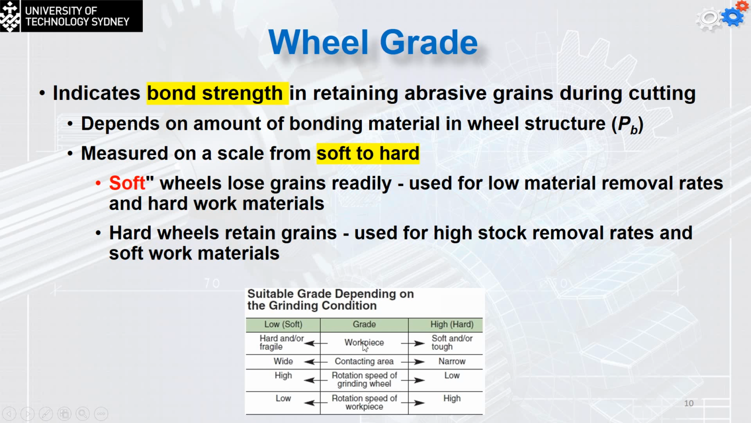So as you can see for the grain here, what will be the type of wheel we are going to use? For the workpiece that is hard or fragile, you go for the soft cutting tool, soft abrasive wheel. For the contacting area, wide. For rotational speed of the grinding wheel, low, high. And for the rotational speed of the workpiece, low. On the other side, for the workpiece that is soft and tough at the same time, we are going to go for the high or the hard disc, and the other things will follow.